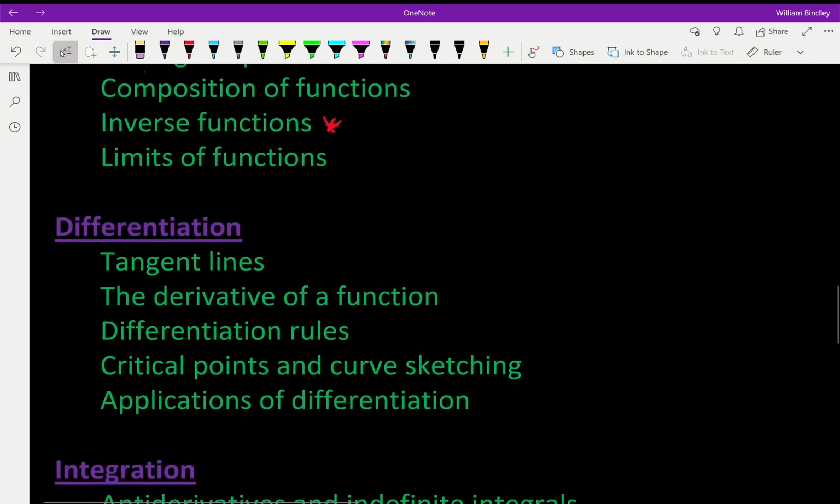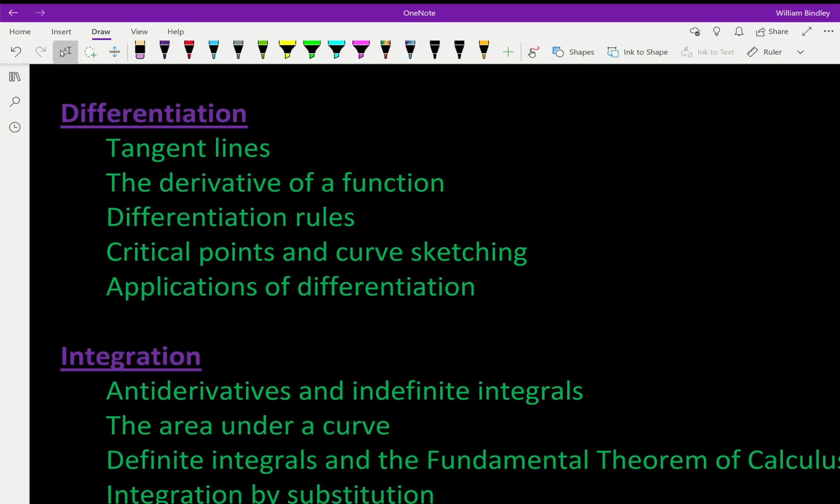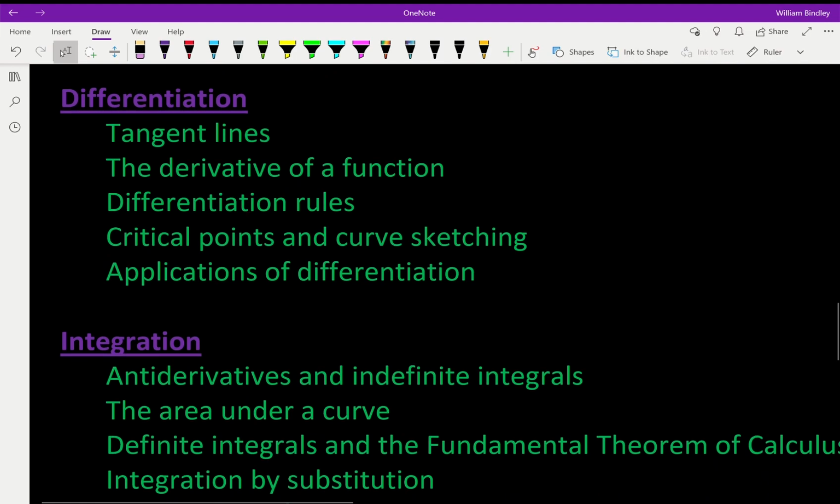After we've done limits of functions, that'll put us in a good position to start doing some introductory calculus. So we'll do some differential calculus. I'll talk about tangent lines, the derivative of a function, and we'll do some differentiation rules. So rules like the power rule, the product rule, the chain rule, the quotient rule, those kind of things.